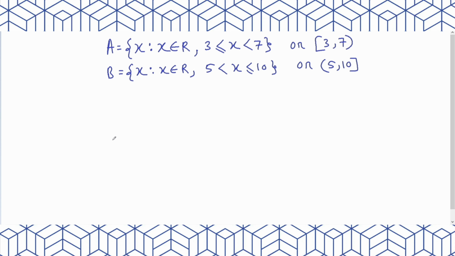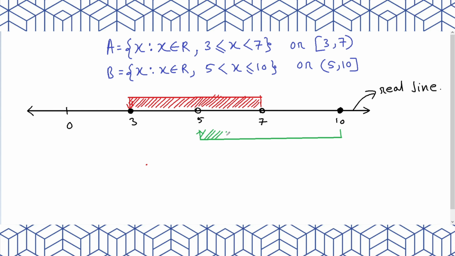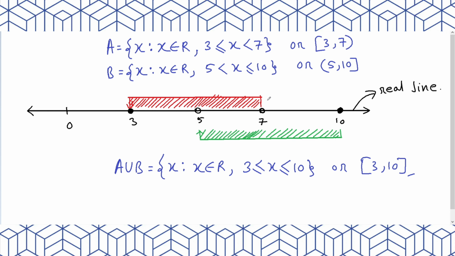To find out the union of A and B in a simple way, let's draw a number line and mark 5 points: 0, 3, 5, 7 and 10. Now to indicate set A and B, we draw a red line from 3 to 7 and a green line from 5 to 10 respectively, where 3 and 10 are included and 5 and 7 are excluded. Then shade 3 to 7 region with red and 5 to 10 region with green. So union of A and B is the whole shaded region in the number line, that is all real numbers between 3 and 10, both are included.